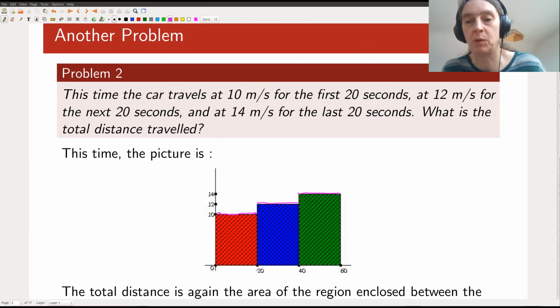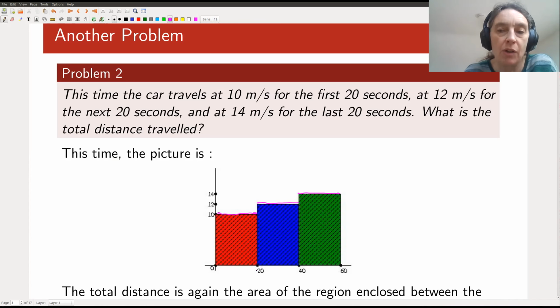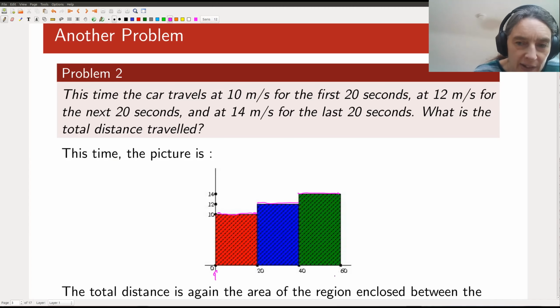And again, we can observe that the total distance traveled is the area under that graph between time 0, which is the left-hand boundary of the picture, and time 60. Okay, so that's fine. We can study such things.